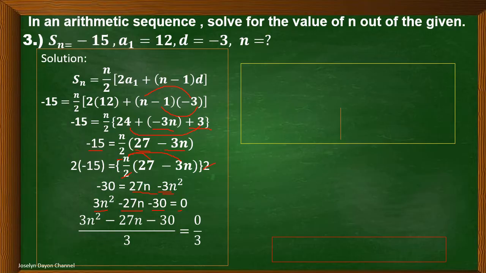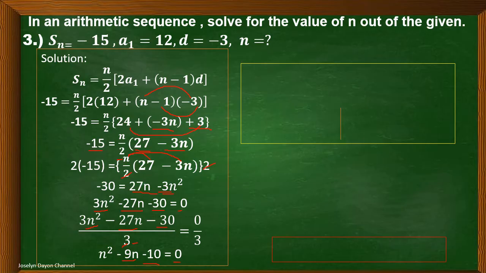So 3n squared divided by 3, that is equal to n squared. Negative 27n divided by 3, that is equal to negative 9n. And negative 30 divided by 3, that is equal to negative 10. And of course, 0 divided by 3, that is equal to 0. Now we are going to solve the given quadratic equation.